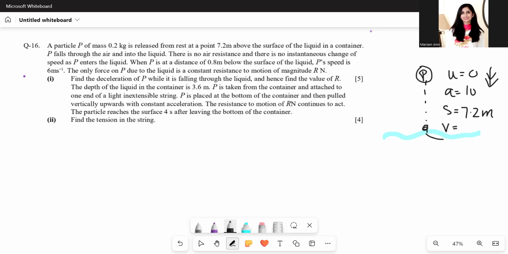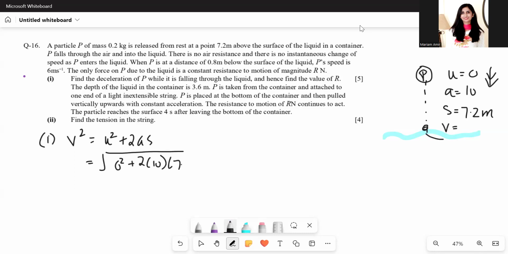We can do V square equals U square plus 2AS. So we can do square root of 0 square plus 2 times 10 times 7.2, which comes out to be 12 meters per second. So this is going to be the final speed right before it hits the surface of the water, or the initial speed inside the water.